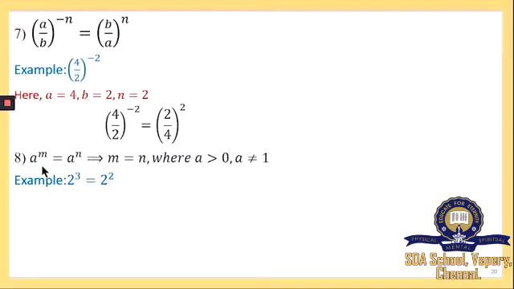So the next law is, if a power m equals a power n, then m equals n. So here the given example is 2 cube equals 2 square. So this is similar to a power m equal to a power n, right? We have same bases but different exponents. So here a value is 2, m value is 3 and n value is 2. Now applying it in the law we have to equate the exponents, right? So when you equate the exponents you will write 3 equals 2. So that is what we have written.